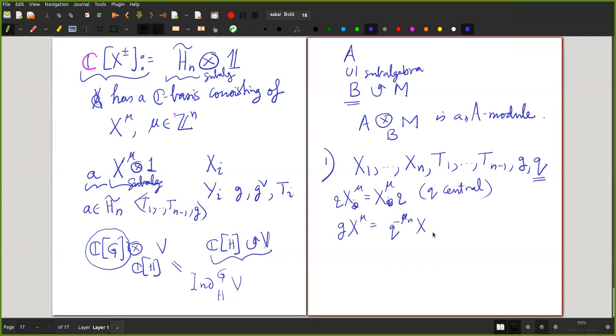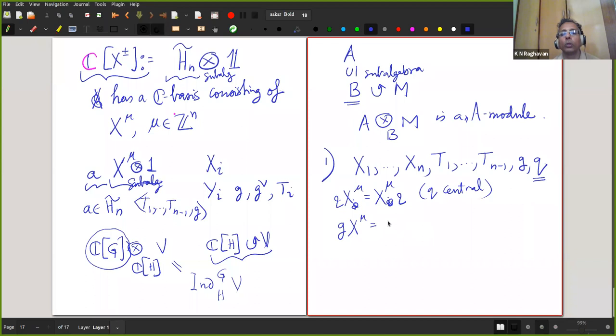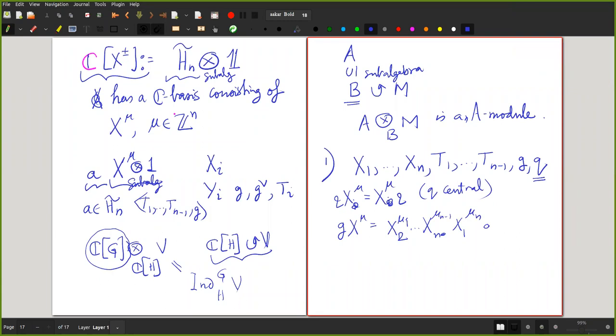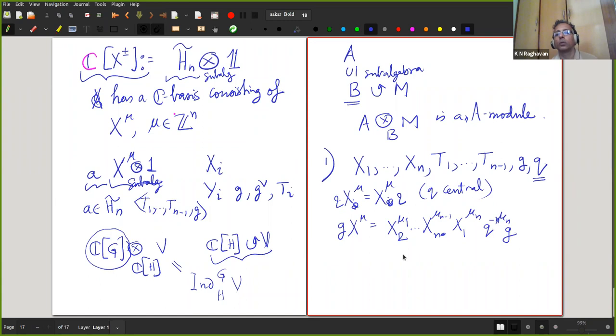So this is X1 to the mu. Oh, sorry, X2 to the mu 1. X to the sigma of mu is fine. Sigma is a cycle. I don't want to write so much. I should have Xn to the mu n minus 1, X1 to the mu n. And then I can write Q minus n, mu n, G, etc. Similarly, we can do this for every equation. As a consequence, you can write this Daha as a vector space. It is spanned by the X monomials on the left and the rest of the things on the right. That's right. This is point one.